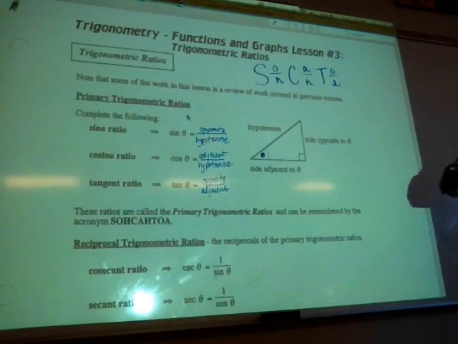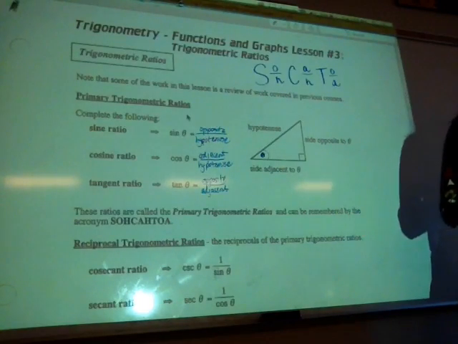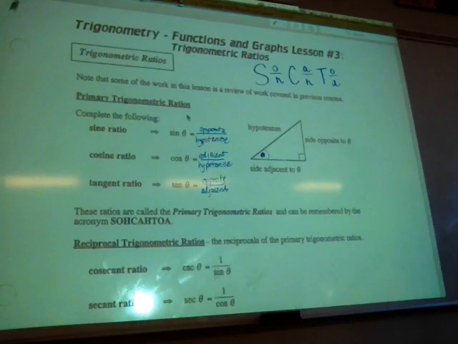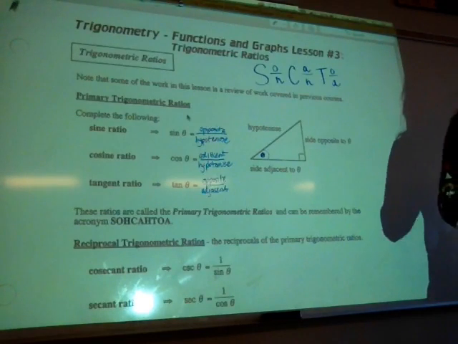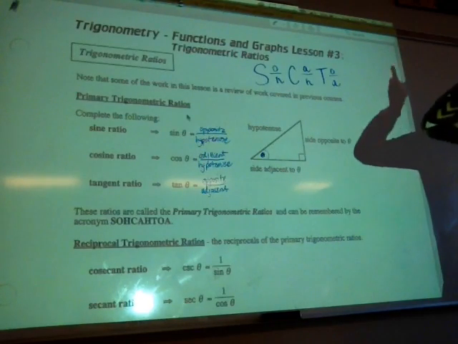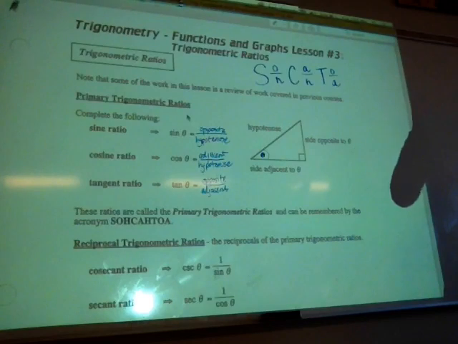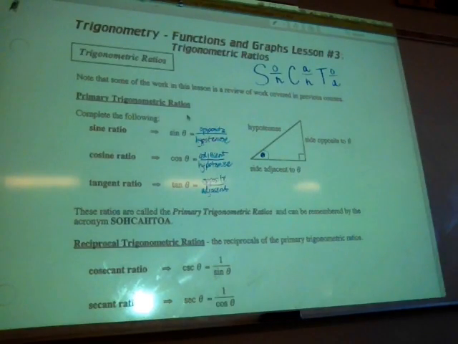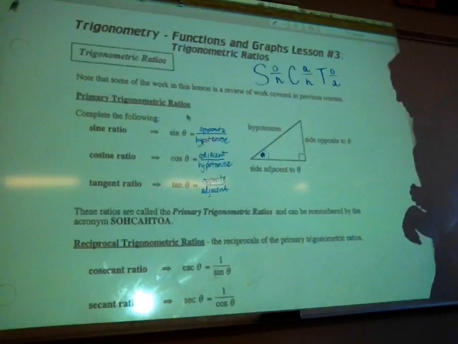We also have the reciprocal trig ratios. What does reciprocal mean? What does opposite mean? Flip. Good. So the numerator and denominator flip from where they were located. So if it was the denominator, it's now the numerator. It's basically taking 1 divided by what you had before.